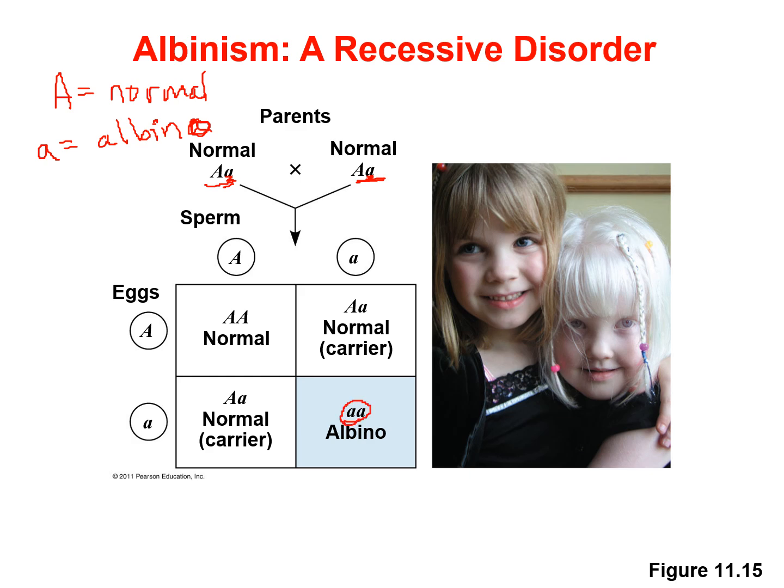Okay, so notice there's a 1/4 or 0.25 or 25% chance of having an albino child. Okay, and then they have 2/4 or half a chance of having a child that's normal but is a carrier. So then they could then pass on that recessive allele.